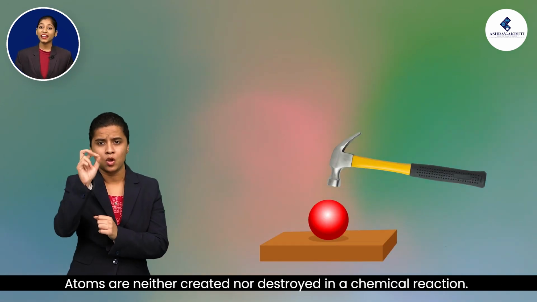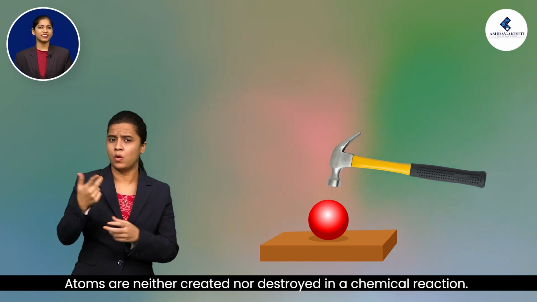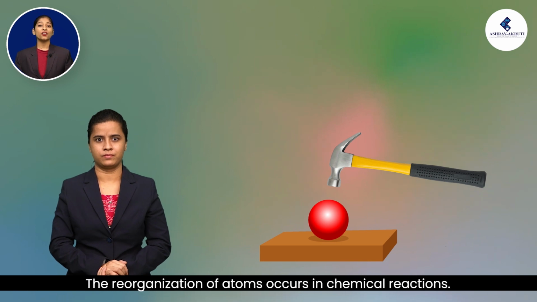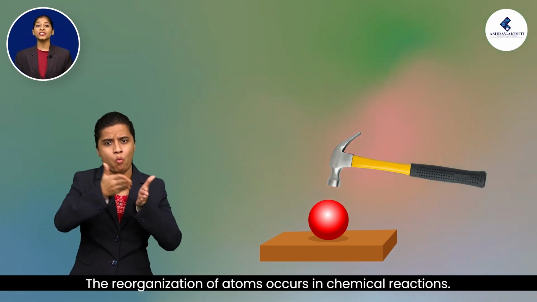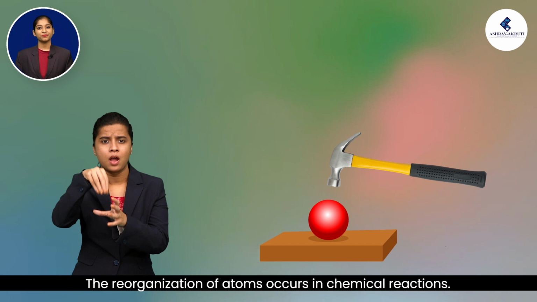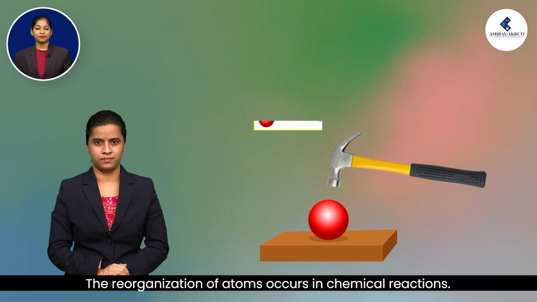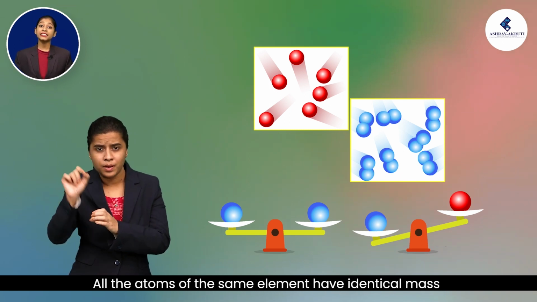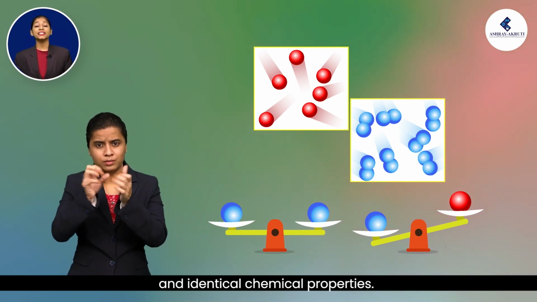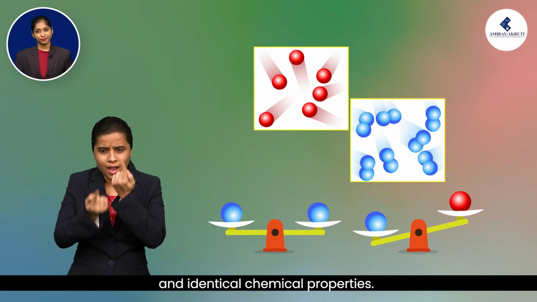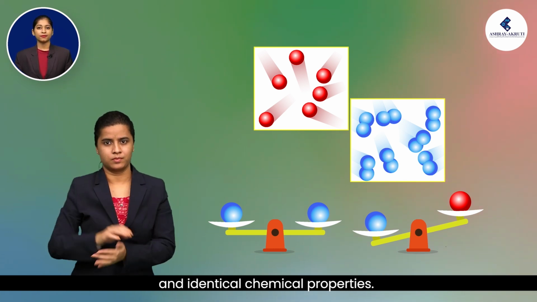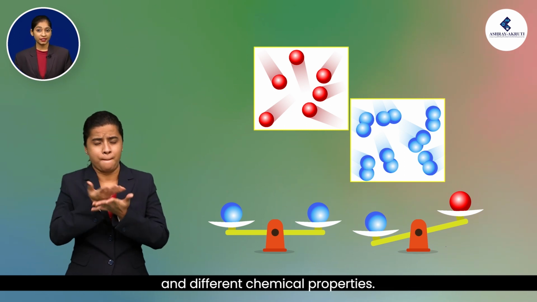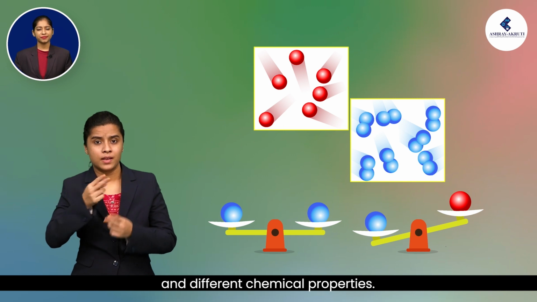Atoms are neither created nor destroyed in a chemical reaction. Reorganization of atoms occurs in chemical reactions. All the atoms of the same element have identical mass and identical chemical properties. Atoms of different elements have different masses and different chemical properties.